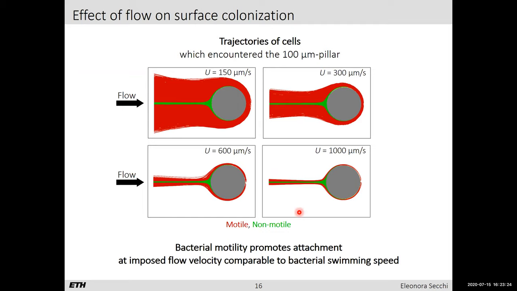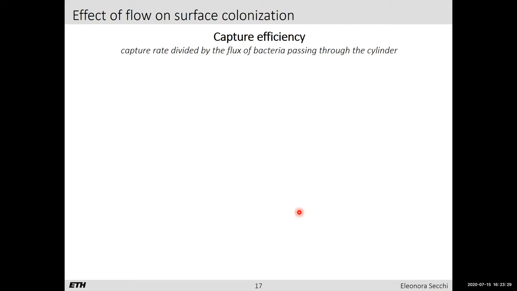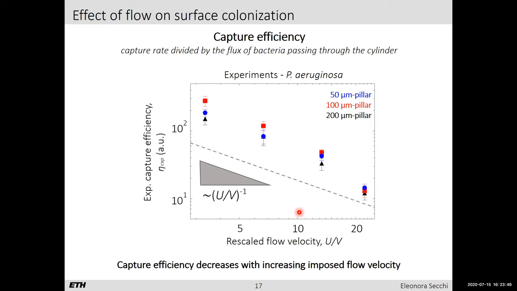Another way to look at this effect and compare different conditions is defining the capture efficiency as the capture rate divided by the flux of bacteria passing through the cylinder. And we will also use a rescaled flow velocity, that is the flow velocity divided by the bacterial swimming speed. And then we have a look at the experimental data.